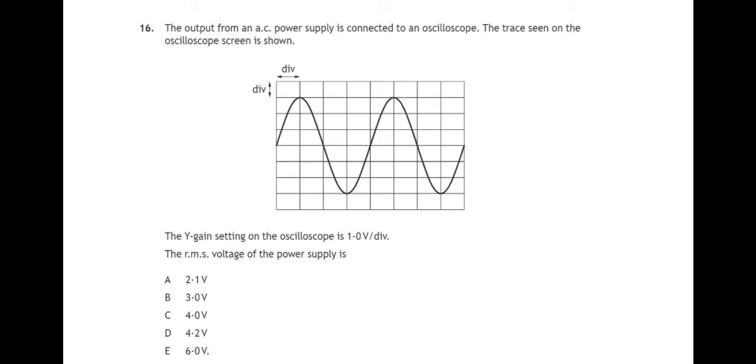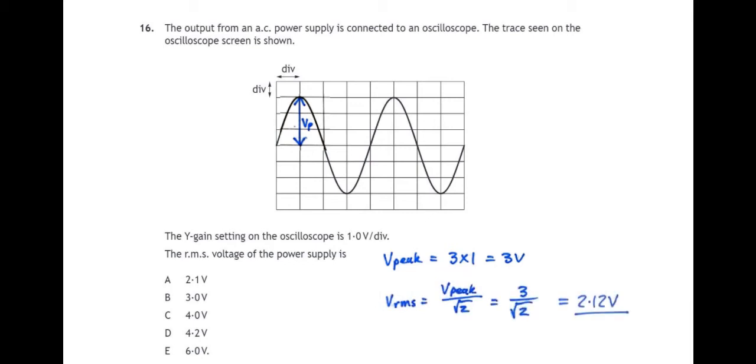So from the oscilloscope, we can get the peak voltage. That is the amplitude of the voltage signal. We can see that the amplitude is 3 boxes at 1 volt per box. So the peak voltage is 3 times 1, which is 3 volts. To convert a peak voltage to an RMS voltage, we divide by the square root of 2. So 3 divided by root 2 is 2.12 volts. Answer A.